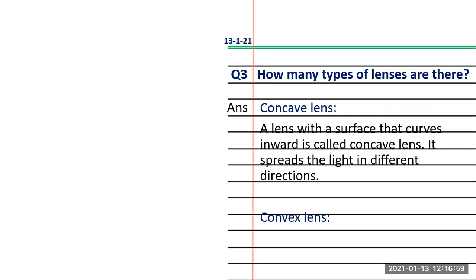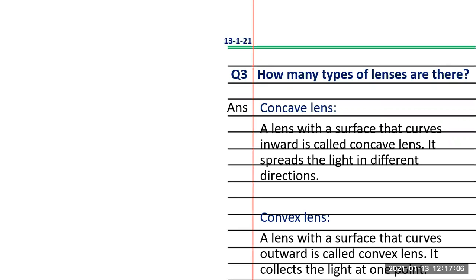Okay, now I'm gonna read the second paragraph or the definition of convex lens. A lens with a surface that curves outward. A lens with a surface that curves outward is called convex lens.